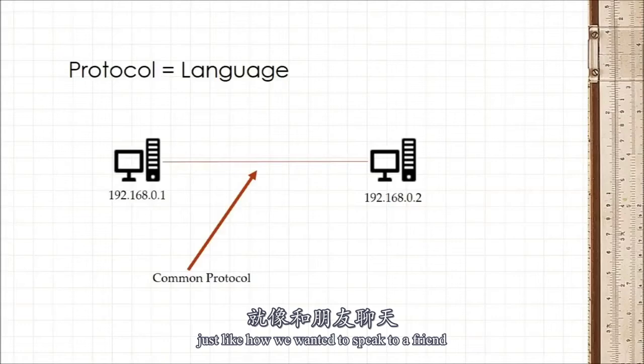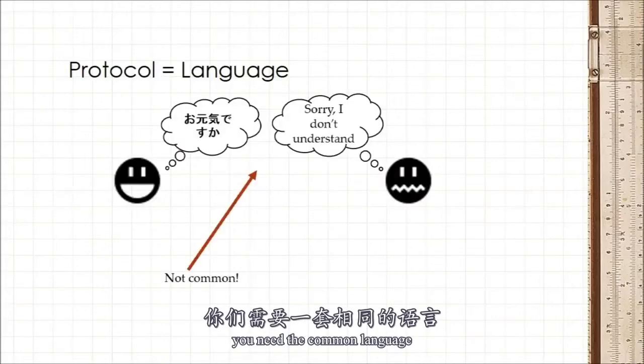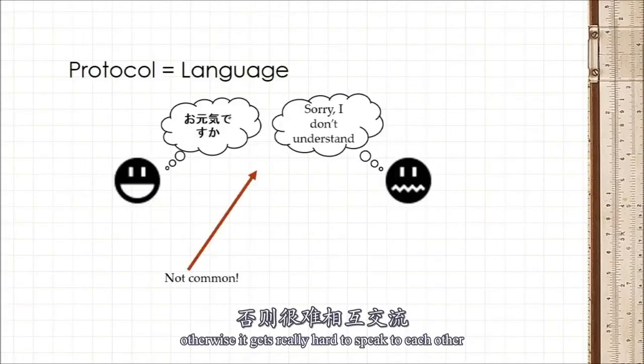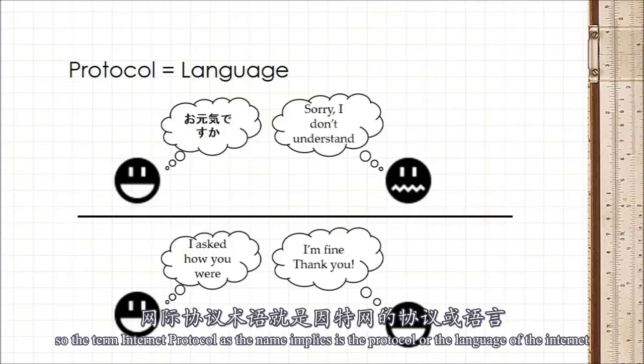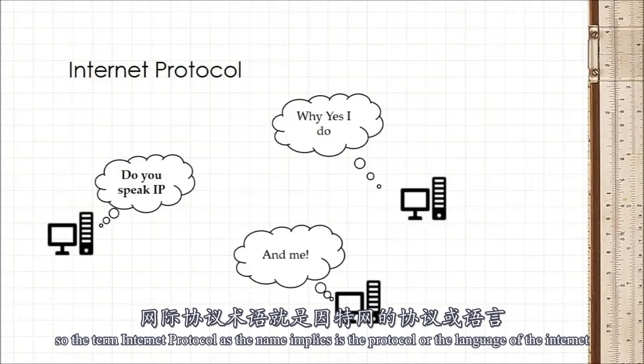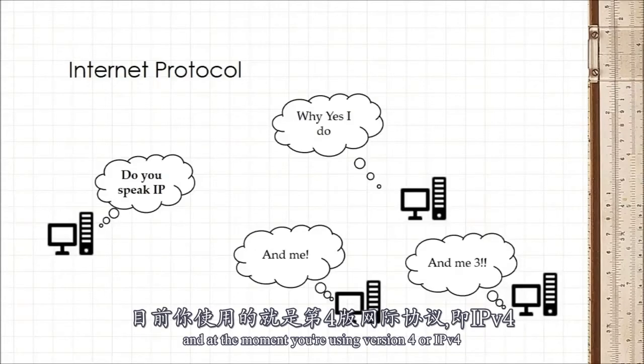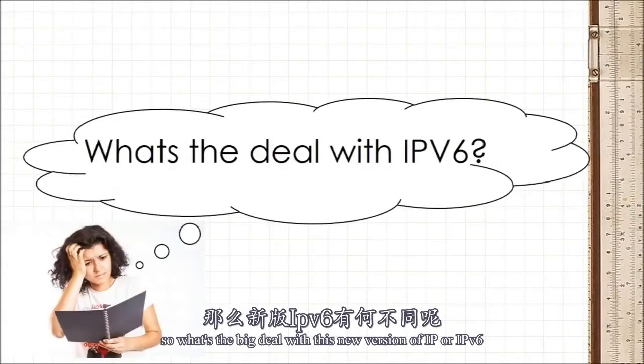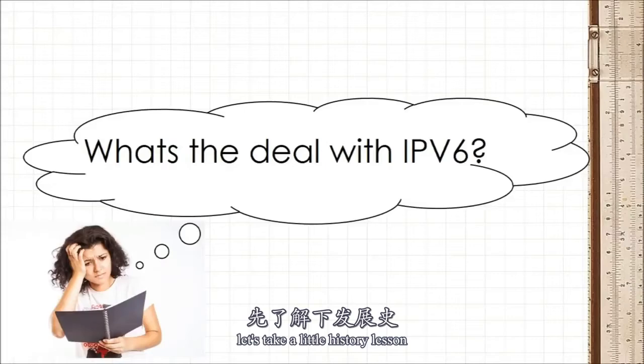Just like how if you wanted to speak to a friend, you need a common language, otherwise it'd get really hard to speak to each other. So the term Internet Protocol, as the name implies, is the protocol or the language of the Internet. And at the moment, we're using version 4 or IPv4. So what's the big deal with this new version of IP or IPv6? Let's take a little history lesson.